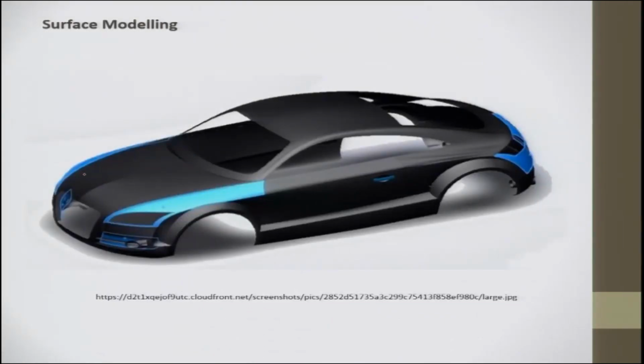This is an example of a surface model of a car. So this was the wireframe model, and then the surfaces are filled. So these surfaces are filled. Each of the elements here is filled.